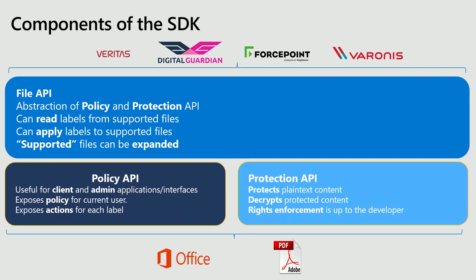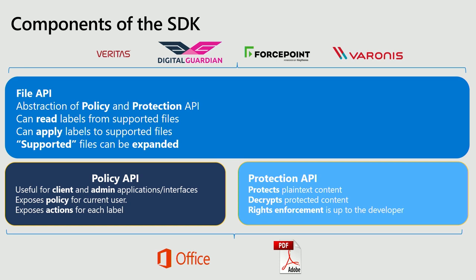All right, so we'll switch gears a little bit, and we'll talk about the APIs and then maybe how you can use the SDK in your own applications. We'll start at the bottom. So the policy API is what exposes the labels to my application. It doesn't actually do anything.